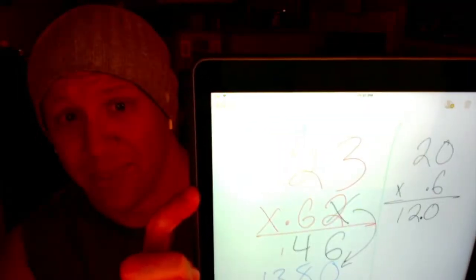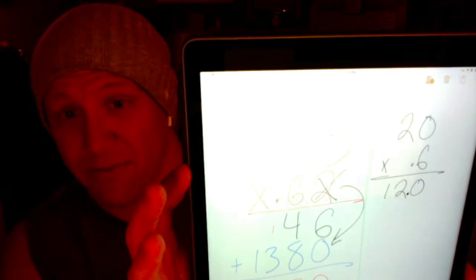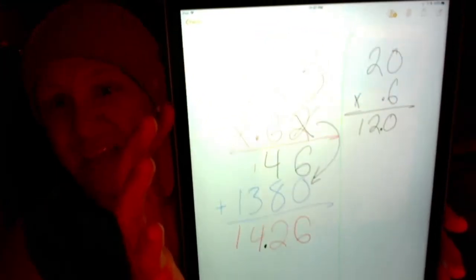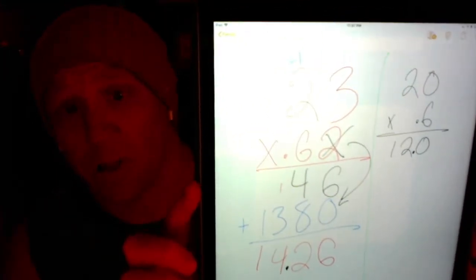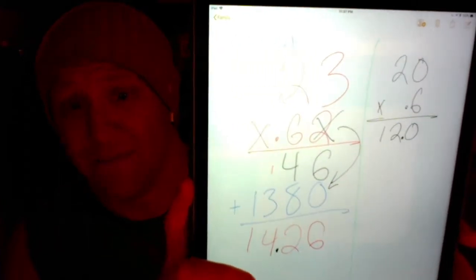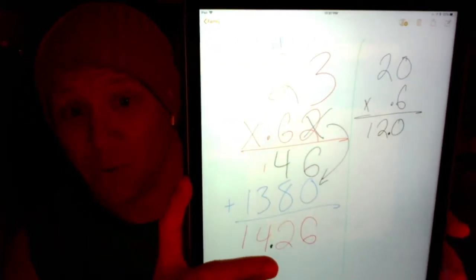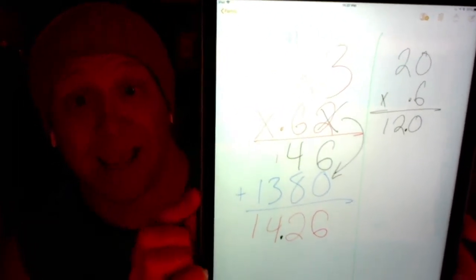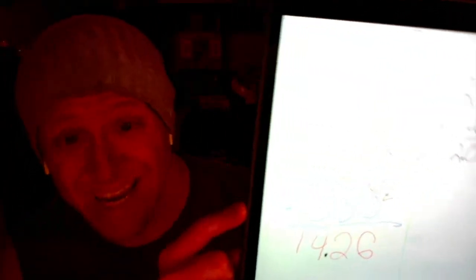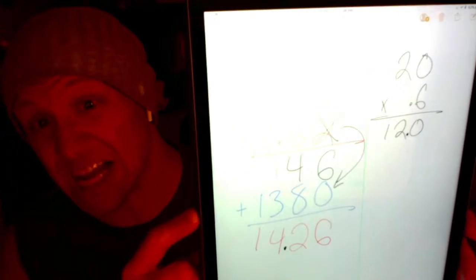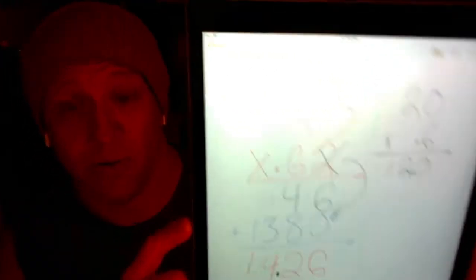And because of that, I figure half of 20 is about 10. So my answer's got to be somewhere close to 10. So I figured that 14 is close to 10, and that's why I put the decimal here. And I got a product of 14 and 26 hundredths. So that's my explanation and my reasoning for that particular answer. Make sure you do the same in yours.